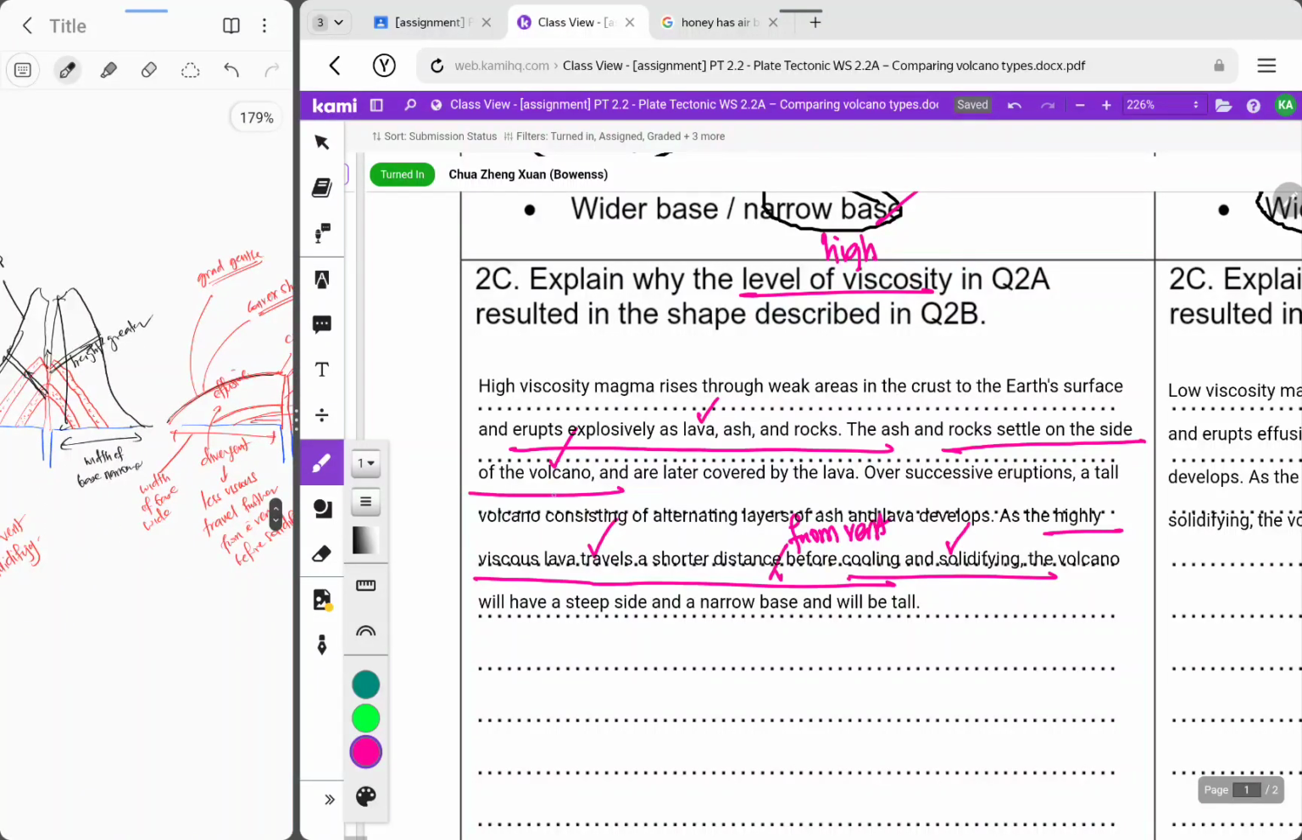Also, if you see within my diagram here, the reason why it's more than twice the height, besides the fact that it's viscous, is that it also has alternate layers of lava, ash and rocks. So it's not enough just to say because of the lava that's why it's tall. It also has alternate layers of ash and lava. In total, these are the 5 points needed for why a stratovolcano is so tall.